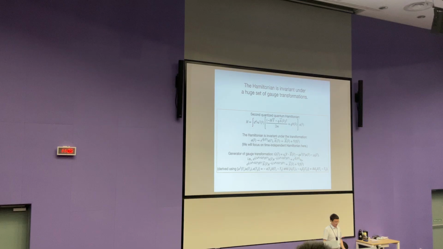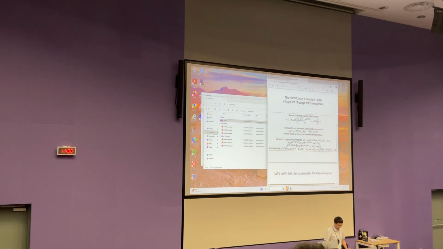To appreciate that, we first notice this Hamiltonian is invariant under a huge set of gauge transformations. You can check in this Hamiltonian, if I take any function f, which is a function of r, if I change this annihilation operator into the original one multiplied by a phase factor, and if I change the vector potential into this gauge transformed one, you will see this Hamiltonian doesn't change. Let's check this.